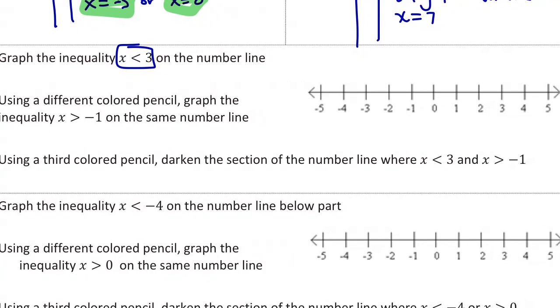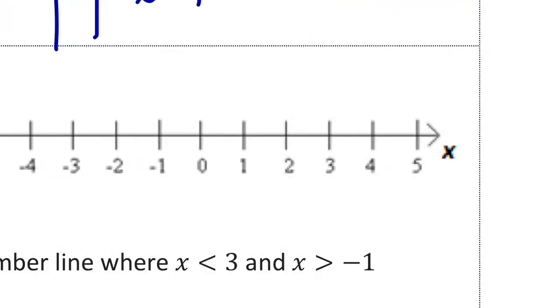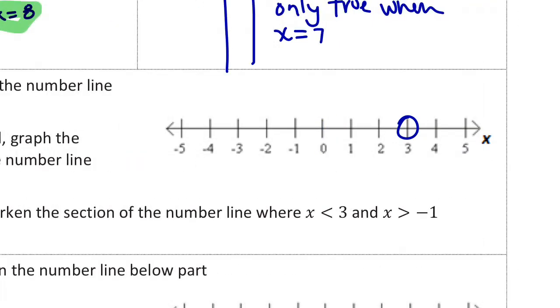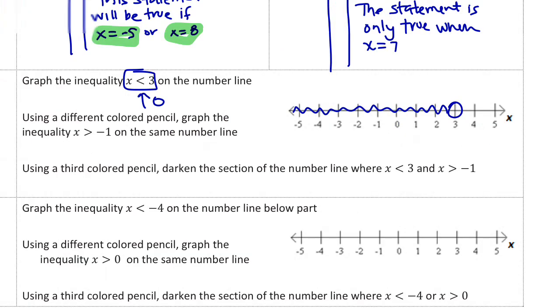This is less than, so I know that's an open circle. On 3, I'm going to place an open circle. And I know less than is to the left, so I'm just going to shade it to the left so I can see where it is.